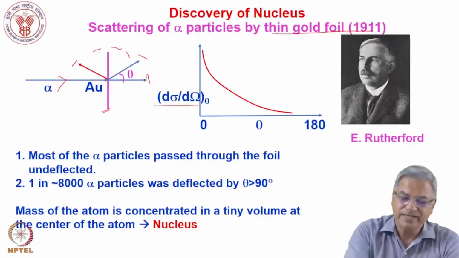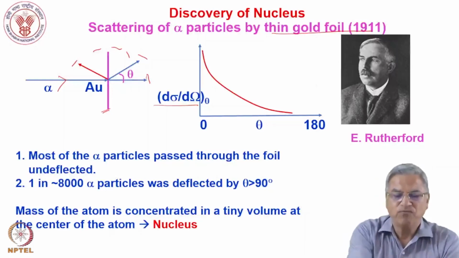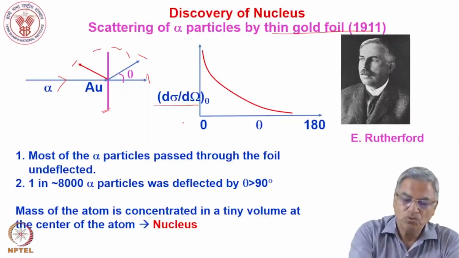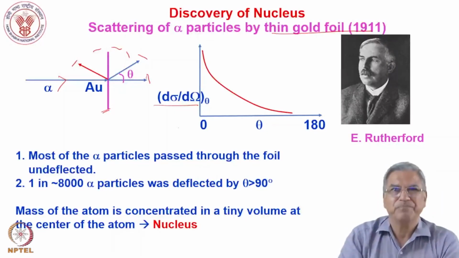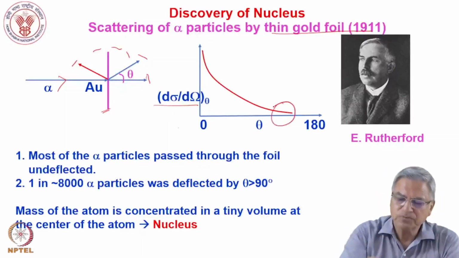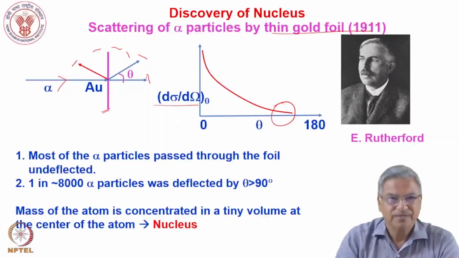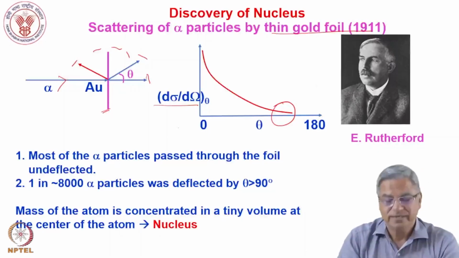What it says is that most of the alpha particles pass through the foil undeflected. You can see at theta equal to 0, most of the alpha particles are concentrated. So the majority of the alpha particles go in the forward direction. But there are a very few of them which are also backscattered close to 180 degrees, and that is a very, very small number. One in about 8,000 alpha particles were backscattered at an angle of more than 90 degrees.